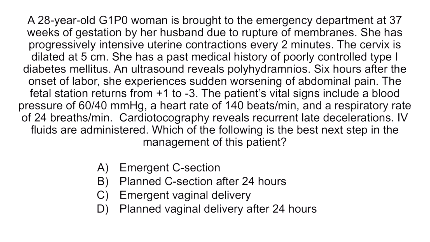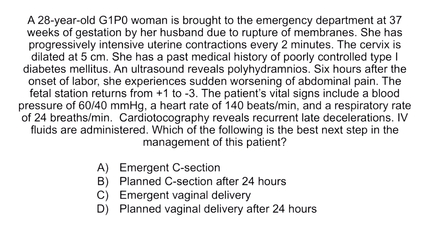The fetal station returns from +1 to -3. The patient's vital signs include a blood pressure of 60/40 millimeters of mercury, a heart rate of 140 beats per minute, and a respiratory rate of 24 breaths per minute. Cardiotocography reveals recurrent late decelerations. IV fluids are administered. Which of the following is the best next step in the management of this patient? A. Emergent C-section. B. Planned C-section after 24 hours. C. Emergent vaginal delivery. Or D. Planned vaginal delivery after 24 hours.